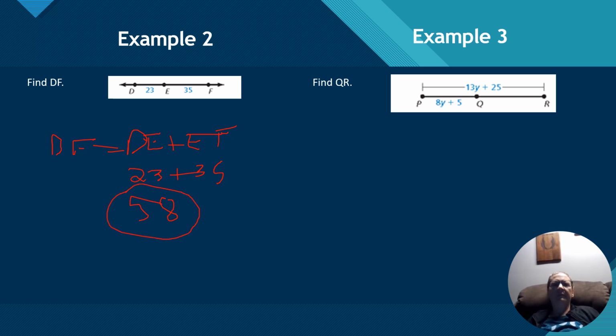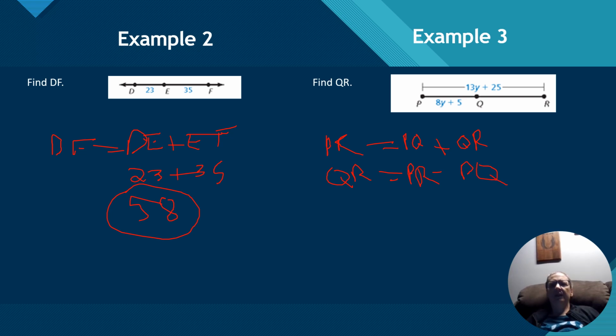All right. This next one, however, example 3, says to find QR. Again, I'm just going to write the postulate. You do not have to do this, but it's just to show you what's going on. So the entire segment, PR, is equal to PQ plus QR. Now, in this, I'm asked to find QR. So I'm going to solve this equation for QR by subtracting PQ. So QR is equal to PR minus PQ.